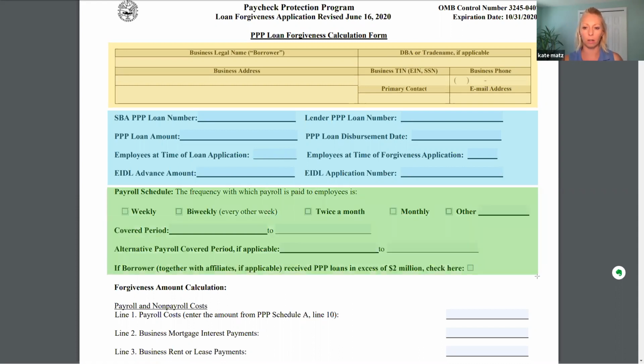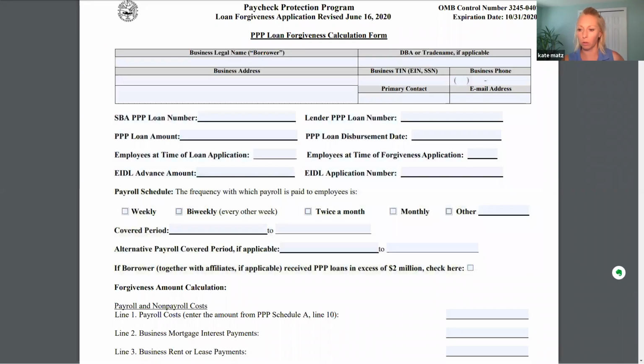Next section here then is some general information that's going to impact how your calculation works. So payroll schedule, you just check off weekly, bi-weekly, etc. List out your covered period, an alternative payroll covered period if you chose to use one. And then finally, if you did get a loan over $2 million, you're going to want to check the box here. They have stated that any loans over 2 million will be reviewed. Anything else is kind of in the lottery to potentially be reviewed. But if you do have over 2 million, you'll have to check that box.